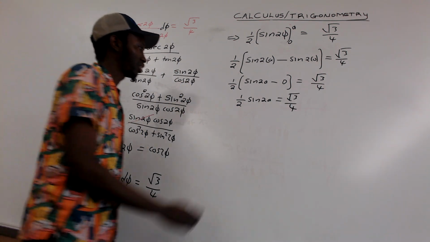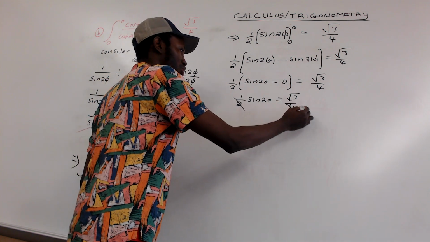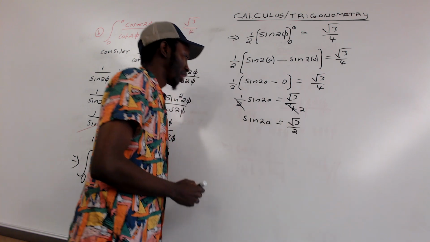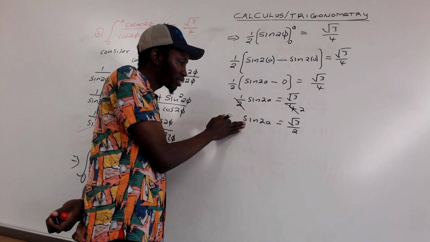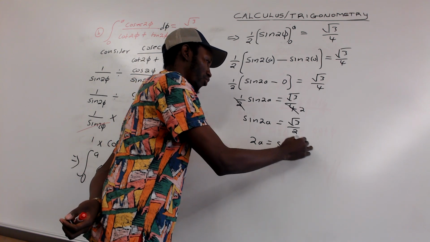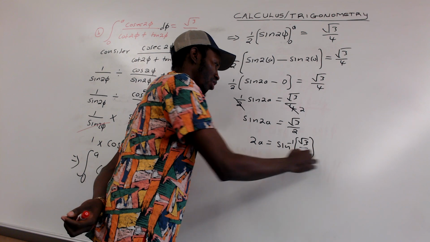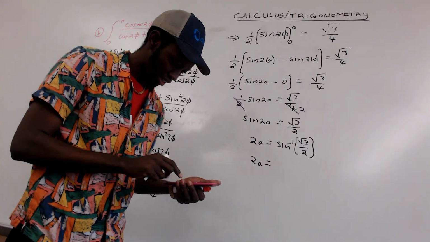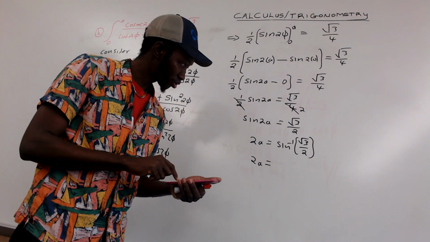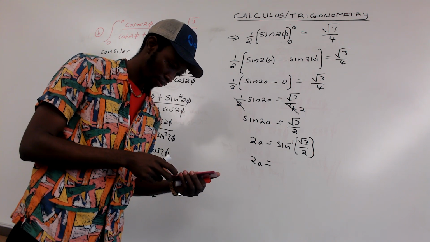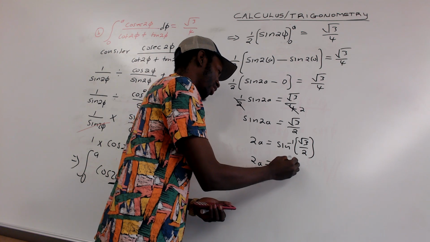So if we continue, the next point, 2 into 1 is 2, 2 into 4 is going to be 8, so we have sine 2a is going to give us root 3 all over 2. So we take the sine inverse, so 2a is going to be sine inverse of root 3 all over 2, which is going to give us 60 degrees. This is in degrees, 60 degrees.